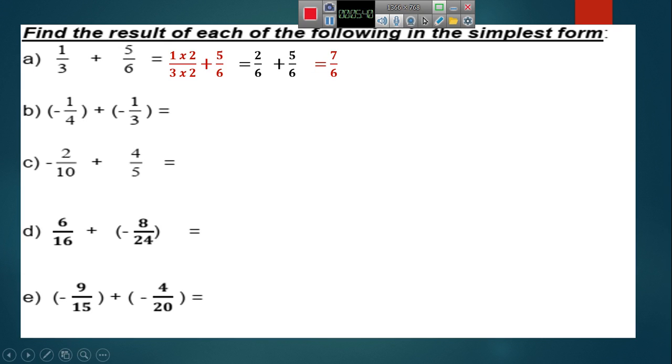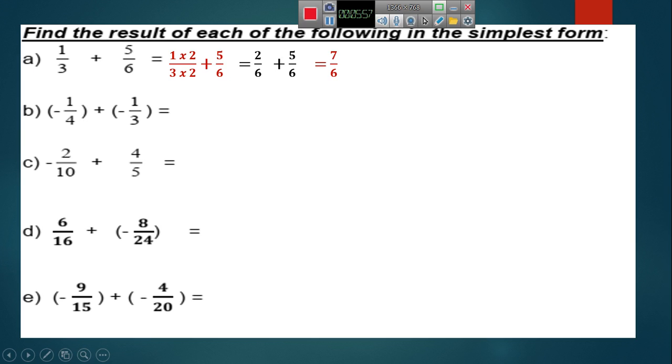Let's solve the next question. Negative 1 over 4 plus negative 1 over 3. Also here we have to make both of them with a common denominator. The common denominator for both of them is 12.